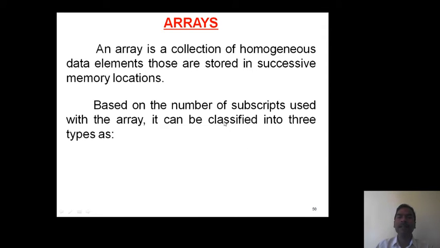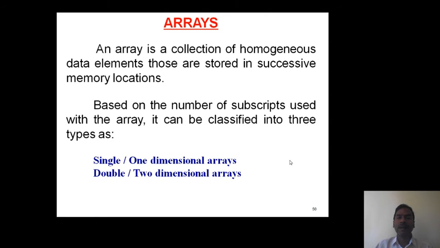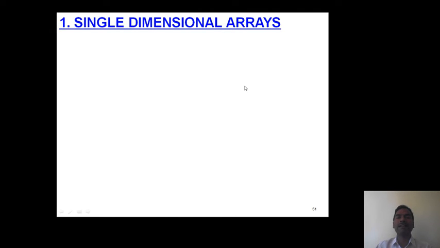Hence, based on the number of subscripts used with the array, it can be classified into three types: single dimensional arrays, double dimensional arrays, and multi-dimensional arrays. Here, the first one, single dimensional arrays. A single dimensional array can also be known as a one dimensional array.